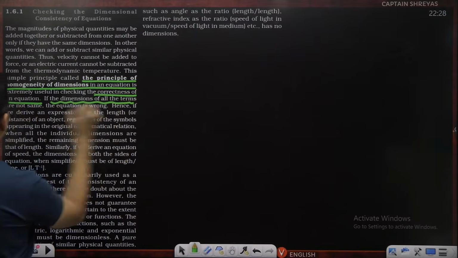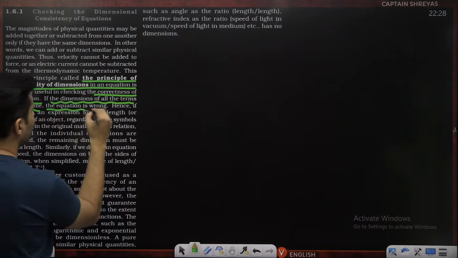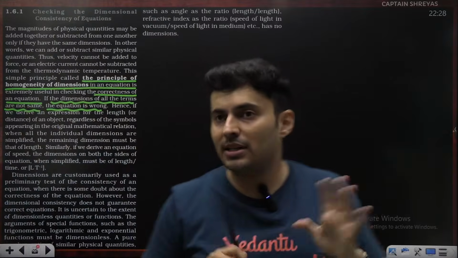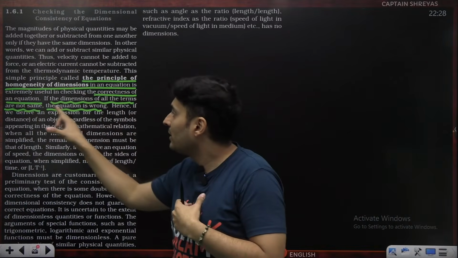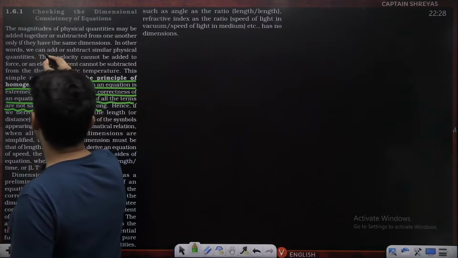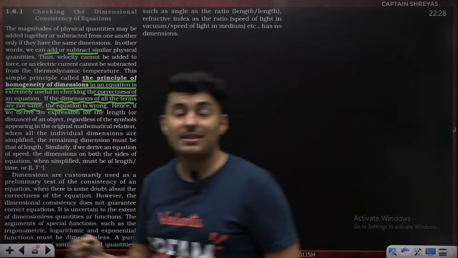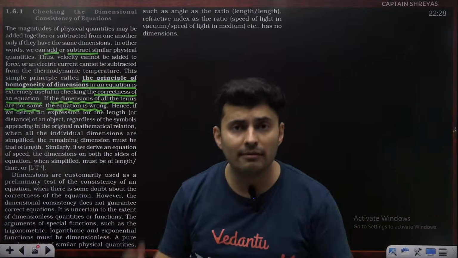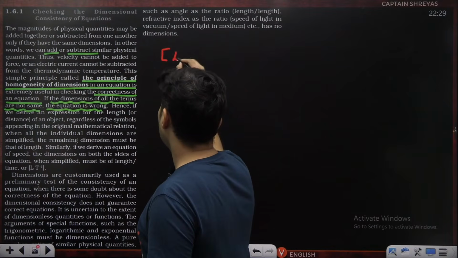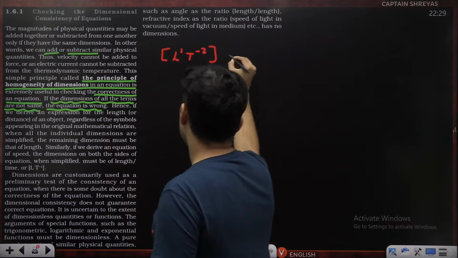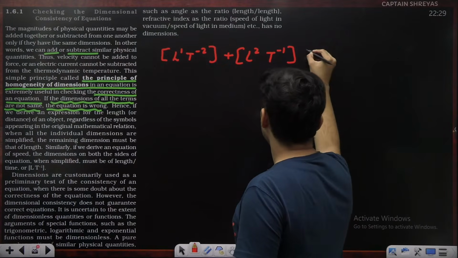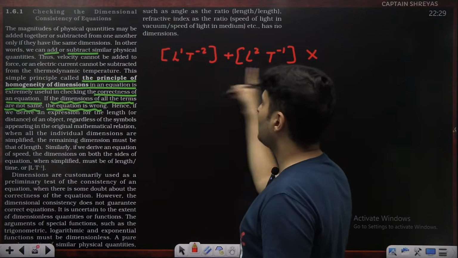If the dimensions of all the terms are not the same, the equation is wrong. Hence, what it says is, if the dimensions of all the terms on the LHS and the RHS, which are being added or subtracted, are not the same, the equation itself will be wrong. Example, take this. Imagine an equation with L raised to 1, t raised to minus 2 being added to L raised to 2, t raised to minus 1. This is definitely wrong. Dimensions are not matching.